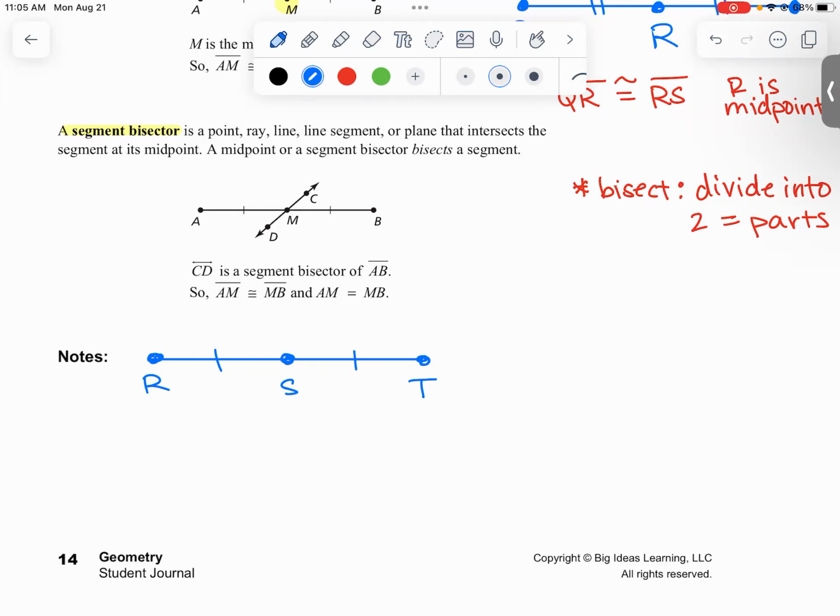Now, a segment bisector could be a point, a ray, a line, a segment, or a plane. There are so many possibilities, but as long as it's going through the midpoint or it's at the midpoint, then we're talking about a segment bisector.